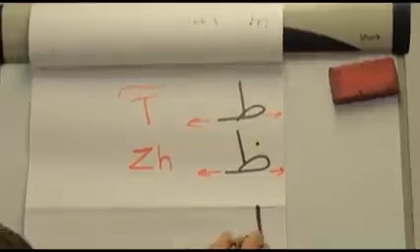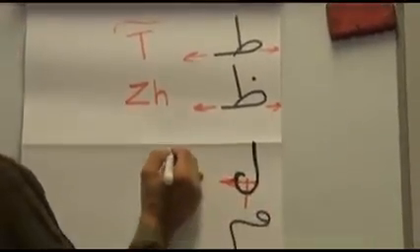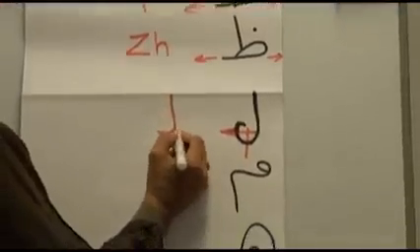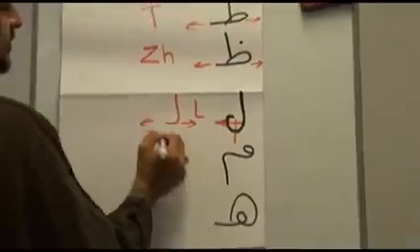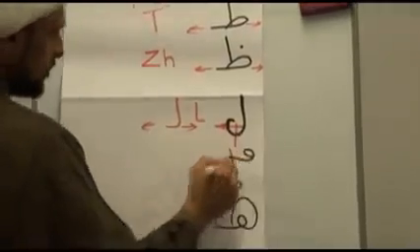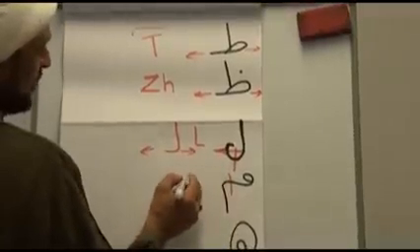Okay? Lam: you cut the tail and stretch it, so it becomes like this. Lam is like an L, and it connects from both sides. Meme: you cut the tail and you twist it upside down. Sometimes they write it just the same like that.